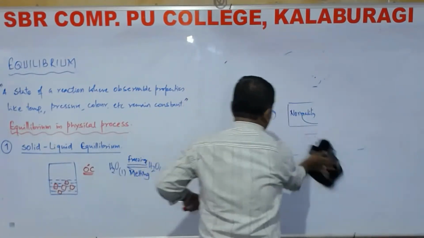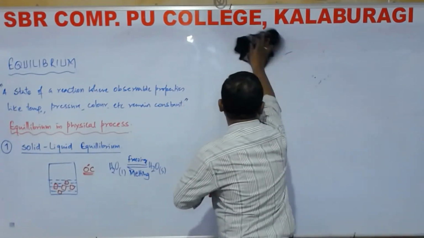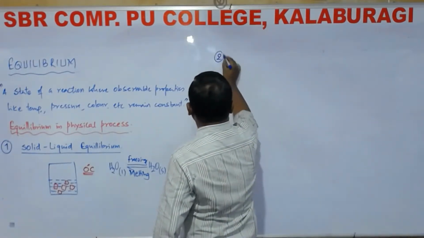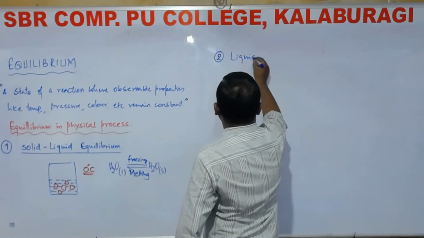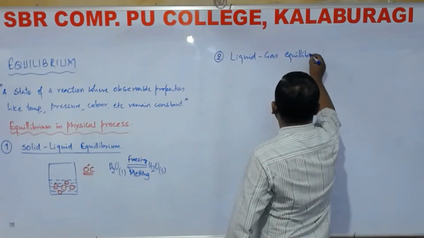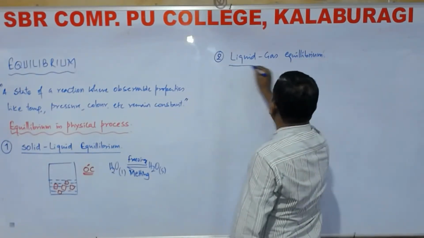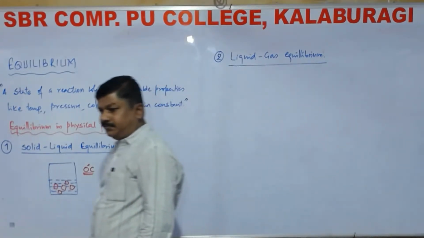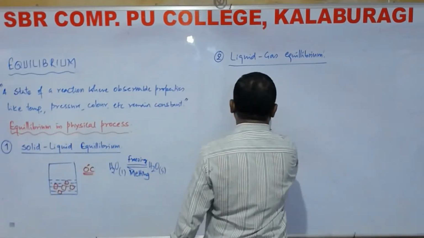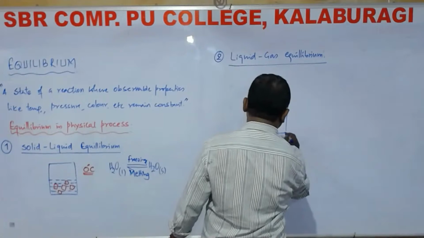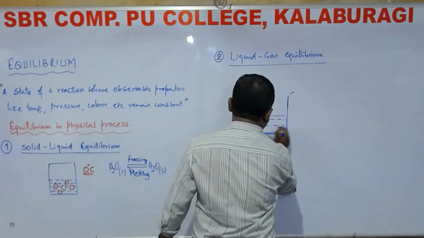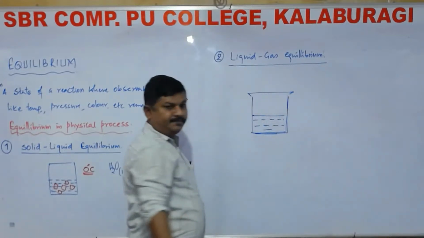After this, the next equilibrium is possible between the next states of the substance. The second one is liquid and gas equilibrium. Is it possible to attain equilibrium between liquid and the corresponding gas? Yes. You take a certain amount of water in a beaker. This is water present in a beaker, taken in a closed container.